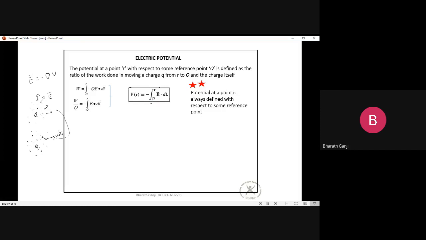Potential is always defined with respect to some reference. This is very important. Okay, in fact in circuits also, when you say the voltage is 5, with respect to what? That is what you always have to ask.